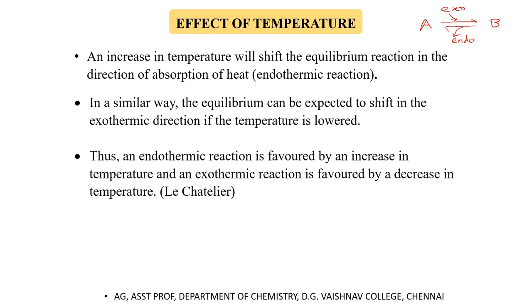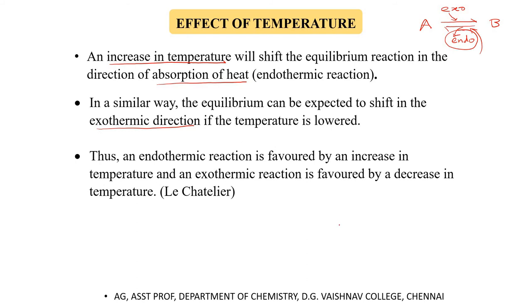So if you have an equilibrium reaction and you increase the temperature, if you supply heat, it will shift the equilibrium in the direction of absorption of heat. That is, the direction in which heat is absorbed. For example, you know very well, an endothermic reaction requires heat. So if you supply heat or increase temperature, the endothermic reaction is favored more, and it starts to occur to a larger extent. In a similar manner, the equilibrium can be expected to shift in the exothermic direction if the temperature is lowered.